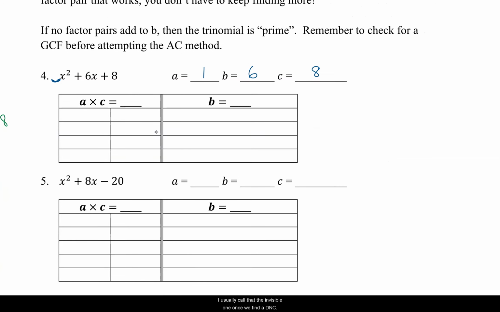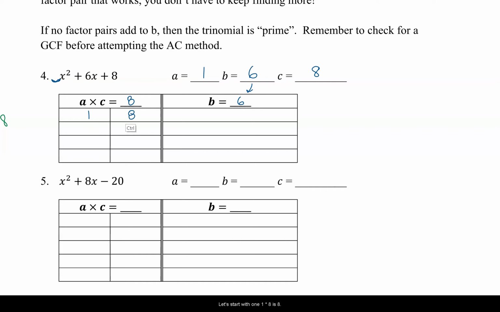Once we find A, B, and C, now we can set up our number puzzle. A times C, 1 times 8 is 8, and B is 6. Then I look for two factors that multiply to be 8 and add to be 6. You may see some of these right away, and it may take a few tries before you find the number pair that works.